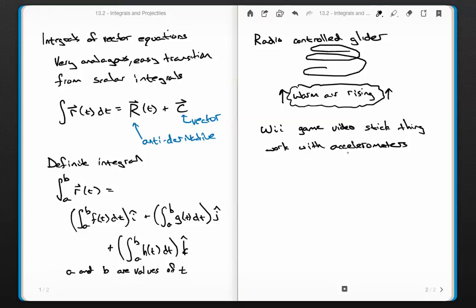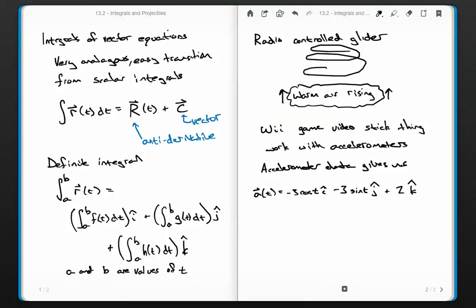They're in there, and so we really know only the acceleration of this object. And so from acceleration, somehow we have to figure out where this thing actually is. So let's say we know from accelerometer data that A, our acceleration vector based on time, equals -3 cosine of t i minus 3 sine of t j plus 2k.